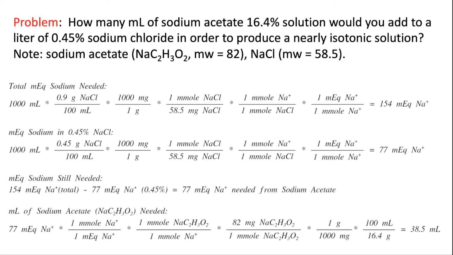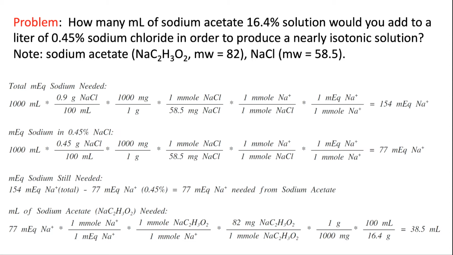I can now convert to the weight of sodium acetate by multiplying by the fact that there are 82 milligrams of sodium acetate for every 1 millimole of sodium acetate, because 82 is its molecular weight. I'm now in the weight of sodium acetate. Let's convert this to grams before we go any further. So we'll take the milligrams of sodium acetate and convert it to grams by multiplying by 1 gram on top over 1,000 milligrams. That just converts my units to grams. So I'm now in grams of sodium acetate.